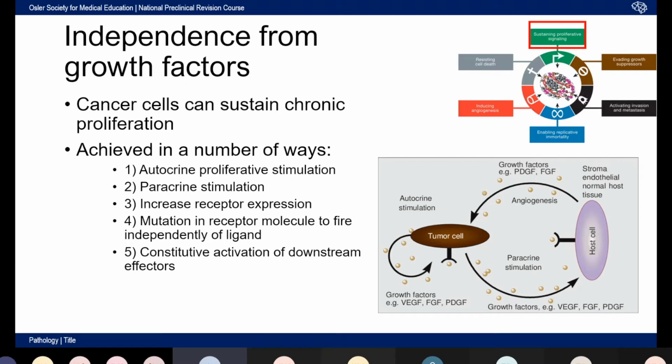Mutations in receptor molecules can facilitate ligand-independent firing. So the ligand's not needed, so the receptor can fire by itself. And then the cancer cell can also constitutively activate components of signaling pathways that are downstream of the receptors, so no binding of the receptor is needed at all.